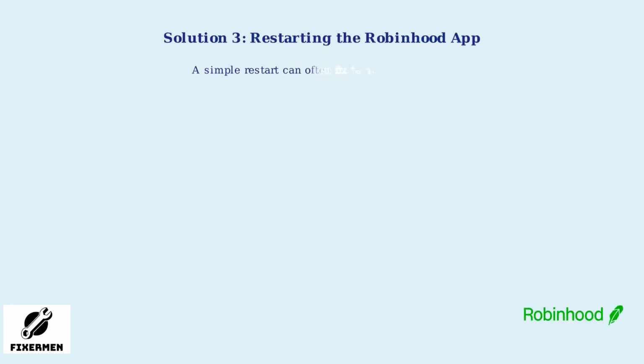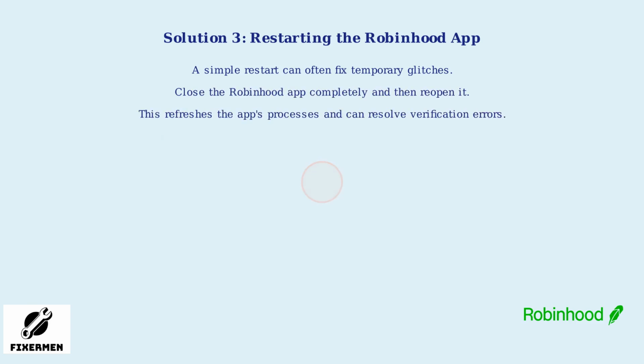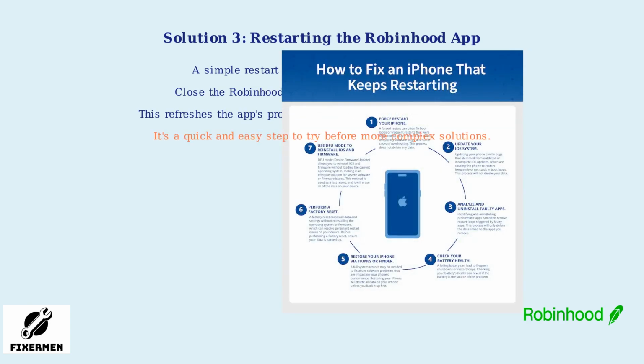Solution 3. Restarting the Robinhood app. A simple restart can often fix temporary glitches that cause verification errors like error code 1003. Close the Robinhood app completely and then reopen it. This helps refresh the app's processes and can resolve the issue.